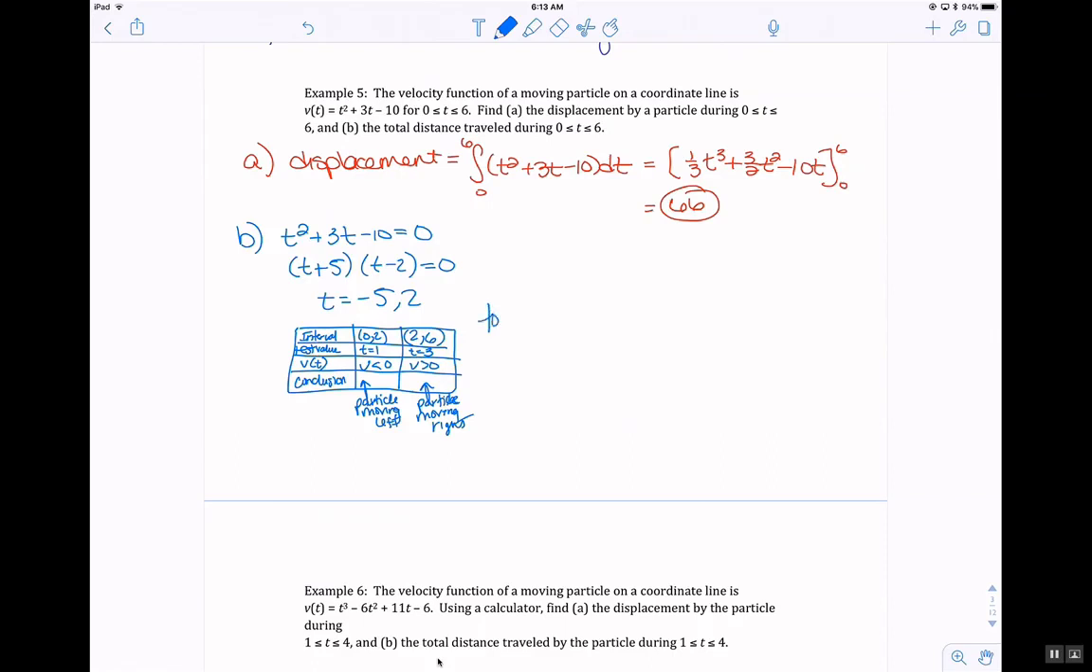So then my total distance traveled goes from 0 to 2, and we're going to make that negative of t squared plus 3t minus 10. And then we're going to add it to, going from 2 to 6, of my t squared plus 3t minus 10 dt.